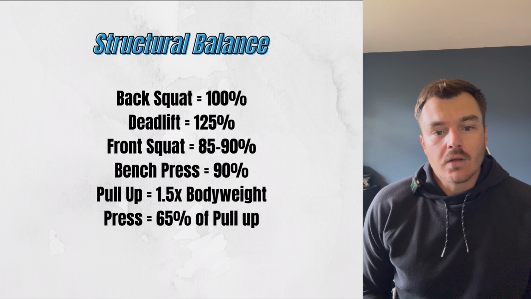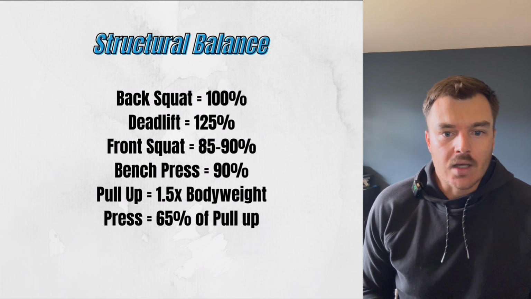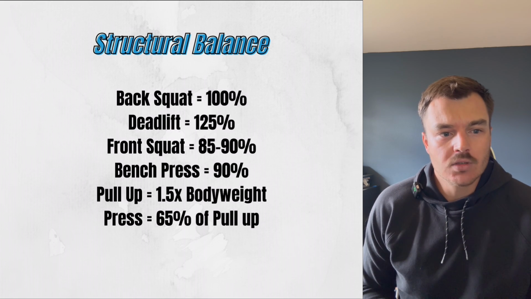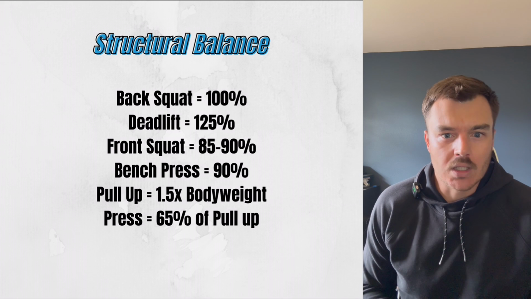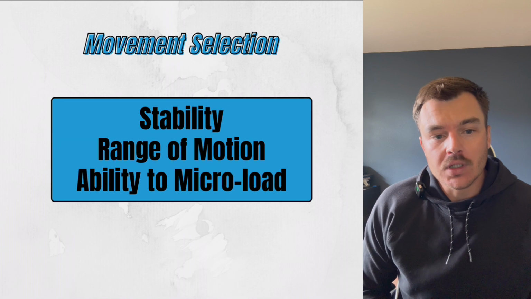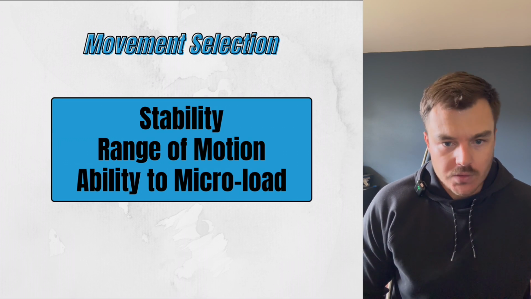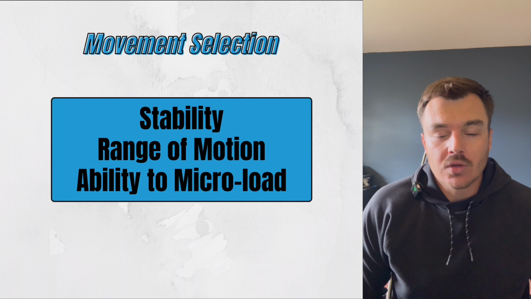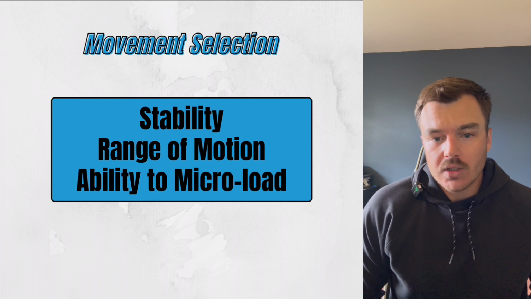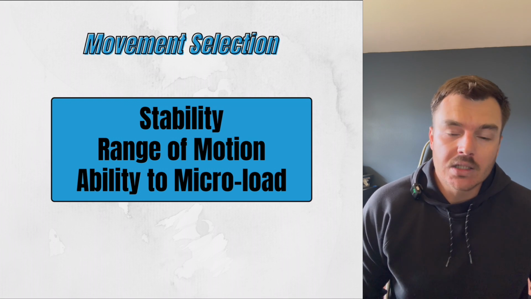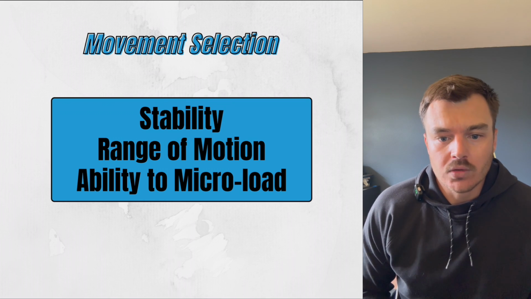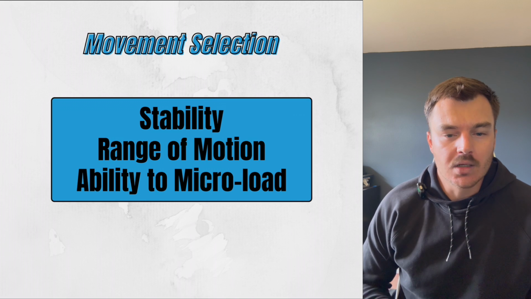Conversely, if you are pretty good on all of these and you have one movement that's an outlier that's really strong, it's probably a good indication that you don't need to target that movement very much, and you can spend less time training that. So when I'm looking at movement selection, once I've decided what movements I want to include in my strength program based on my personal structural balance, I am using 3 different criteria to select the movement that I'm going to do. The main 3 criteria that I'm looking for is the stability of the movement, the range of motion of the movement, and your ability to micro-load the movement. And I'll go into all of those in the next couple of slides.